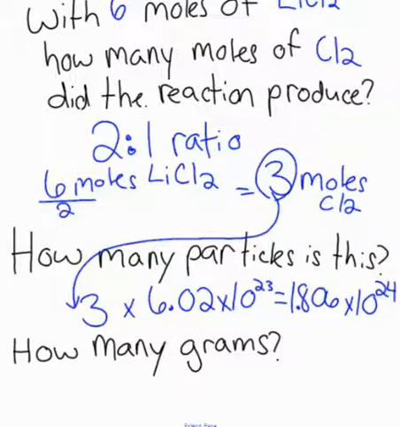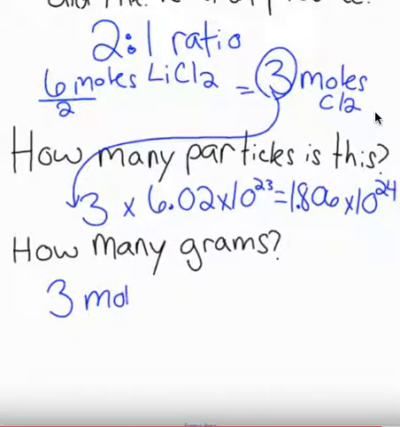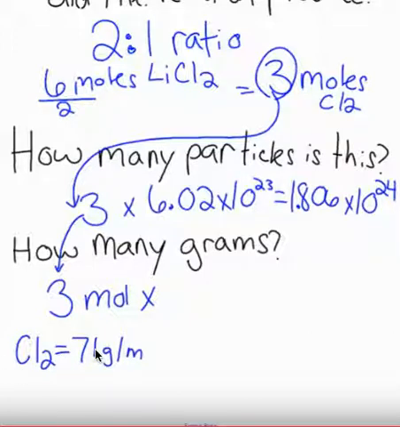Now, how many grams? That's kind of the trickier part, because now you want to look back at your periodic table and figure out how many grams is in a mole of chlorine. Now, remember, that's a diatomic molecule, so you're going to multiply that by 2. We're going to pull our 3 down here and figure out how many grams is in a mole of Cl2. And what I figured out was that it is 71 grams, because 35.5 times 2 is 71 grams per mole.